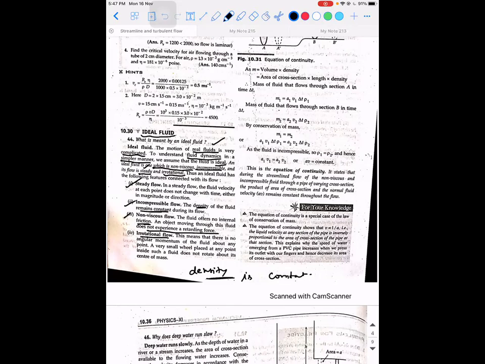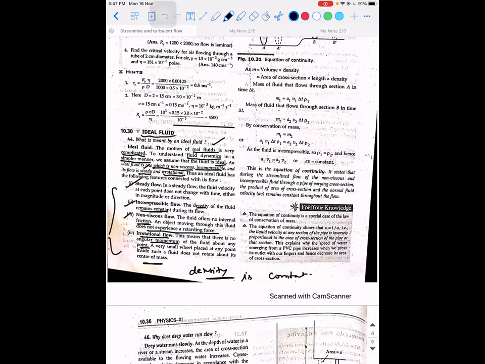And lastly, irrotational flow. So what do you mean by irrotational flow? This means there is no angular momentum of the fluid about any point. A very small wheel placed at any point inside a fluid does not rotate about its center of mass. So irrotational flow means the particles do not have any angular momentum associated with them.